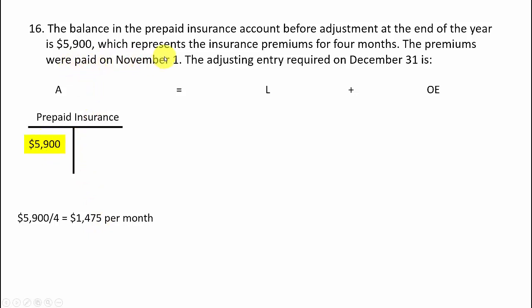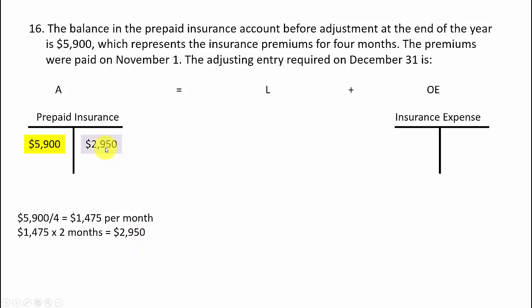The premiums were paid on November the 1st, so really these 4 months would cover all of November, December, January, and February. So the adjusting entry required on December 31st is to show 2 months of these 4 months worth of premiums being used up or expensed. So 2 months have gone by from November the 1st to December 31st. That's $2,950. We'll credit this asset account $2,950 and debit insurance expense for $2,950.